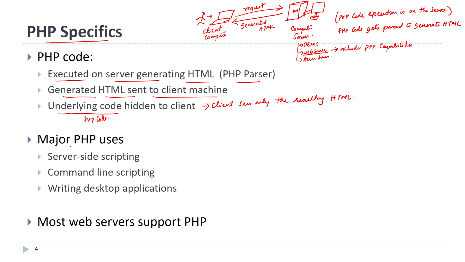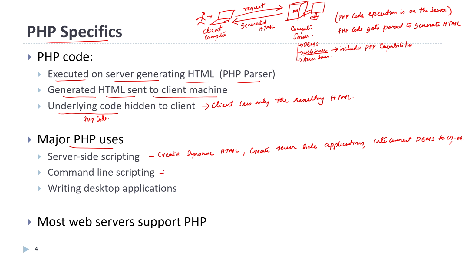So, what are the major uses of PHP? Number one is server side scripting. Specifically, to create dynamic HTML pages, create server side applications, interconnect the DBMS to the UI, and so on. All these are part of the server side aspects of PHP.